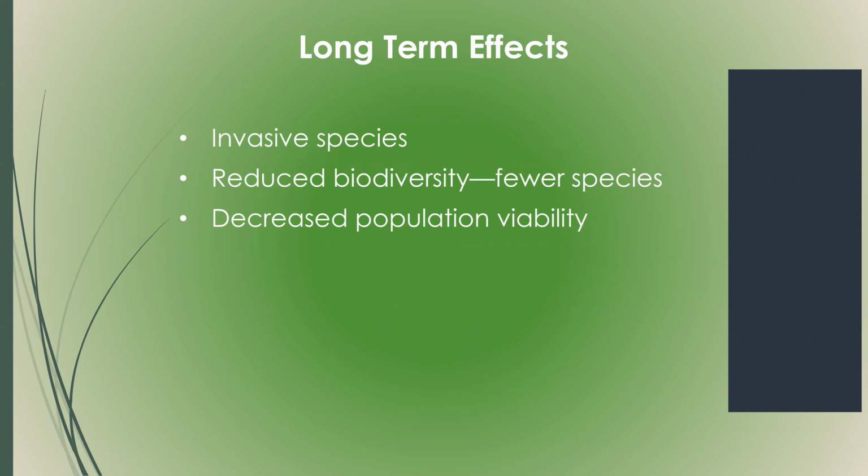So in the long term, all of these effects together can lead to an increase in invasive species that are more comfortable with a human-influenced environment. That in turn reduces biodiversity by pushing out native species. And the remaining native species face decreased population viability and even lower biodiversity over time as they become extirpated.